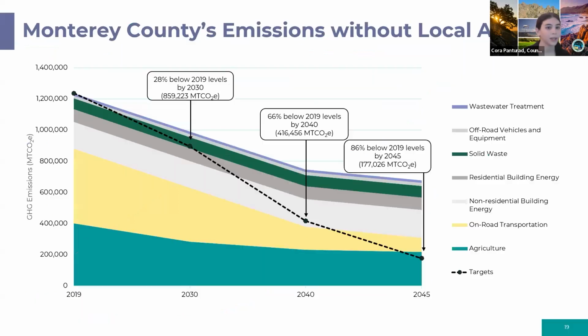So here's another way of looking at our current emissions versus where we need to go to meet our statewide climate goals. So in 2030 and 2040, you can see with the dotted line here that we need pretty steep cuts across all sectors so that we're able to meet our goals and achieve carbon neutrality by 2045.